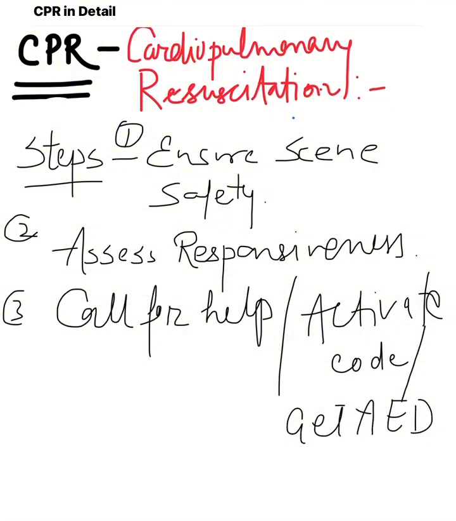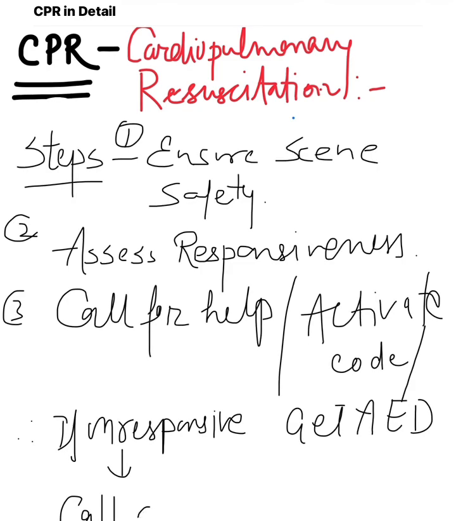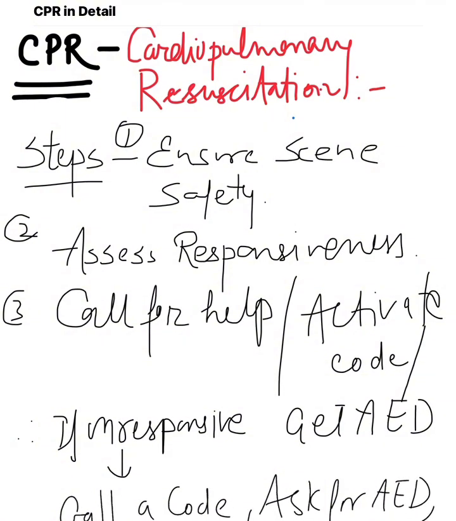If the patient is unresponsive, then call a code, ask for an AED, and start CPR. Got it? This is the third step. You have to call for help or activate the code and get an AED. If the patient is unresponsive, call a code, ask for an AED, and start CPR. That is cardiopulmonary resuscitation.